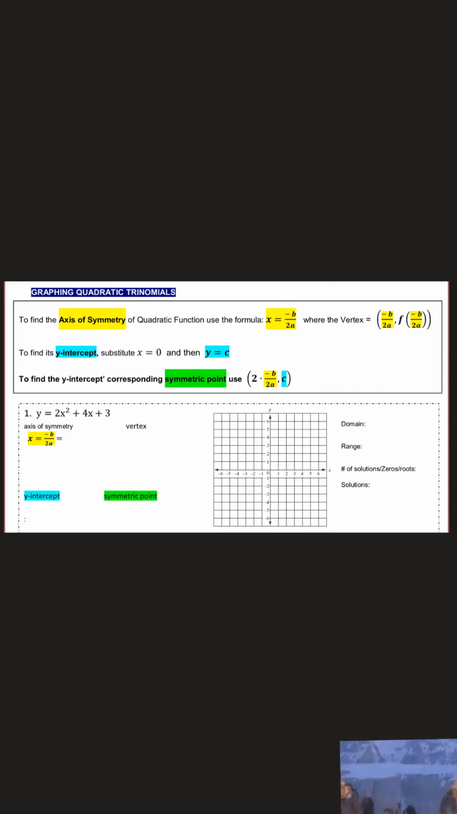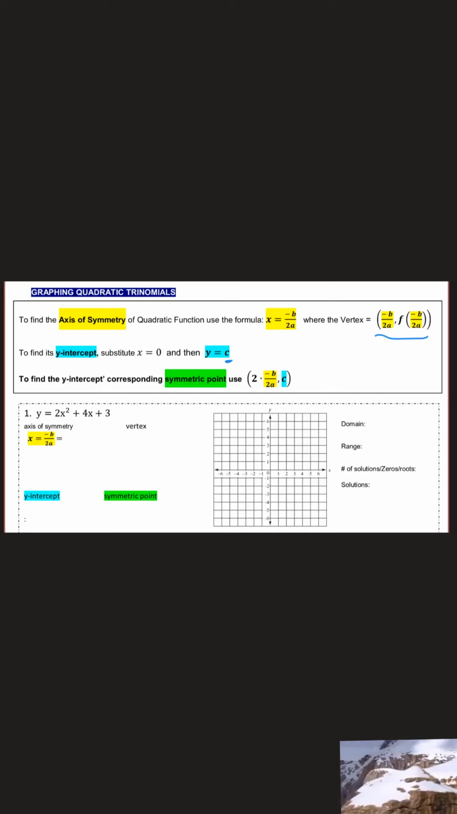Okay, so now let's talk about trinomials. So we talked about graphing binomials and all of the crazy stuff about quadratics. We're still going to talk about a lot of those things, but now we're talking about an actual trinomial. So we keep the axis of symmetry formula, x equals negative b over 2a, and the vertex formula. We're going to use the y-intercept. Now the y-intercept is whenever x equals 0, and it's also always the c term.